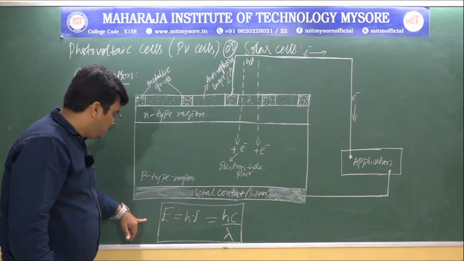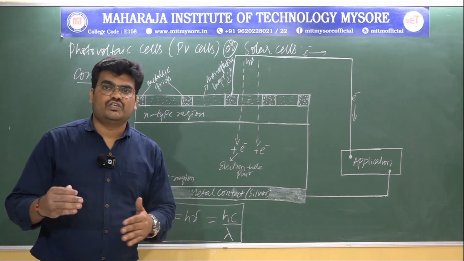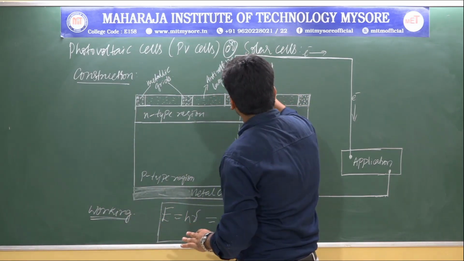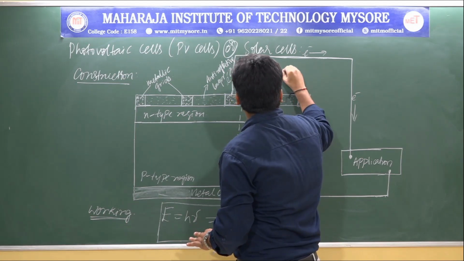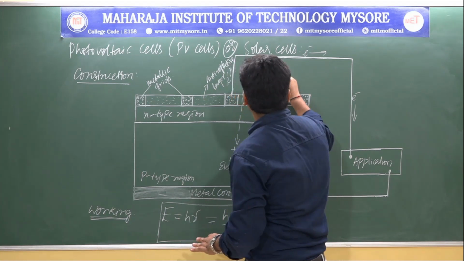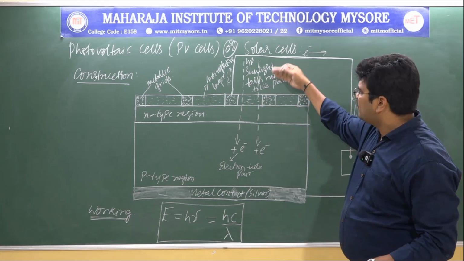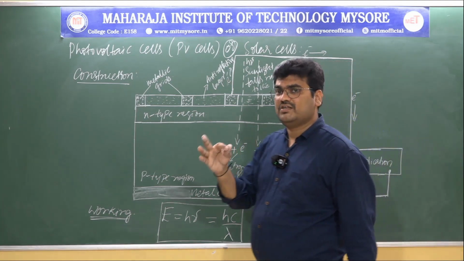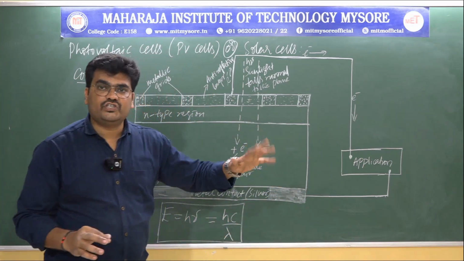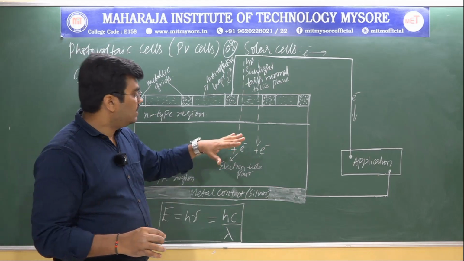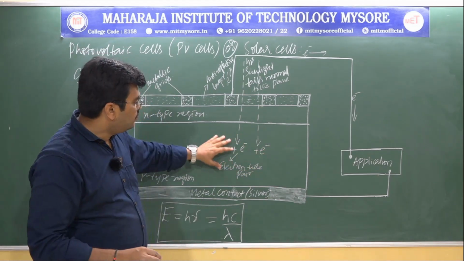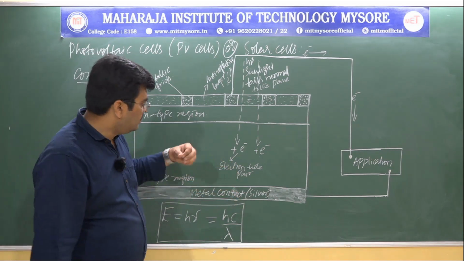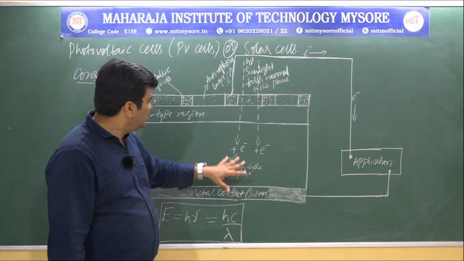Now, when the electromagnetic radiation, the sunlight, falls normal to the plane of the solar cell, only the photons which possess energy sufficient to overcome the barrier potential, that is Eg, will be absorbed, and immediately an electron hole pair will be formed like this. This is shown in this figure, right?